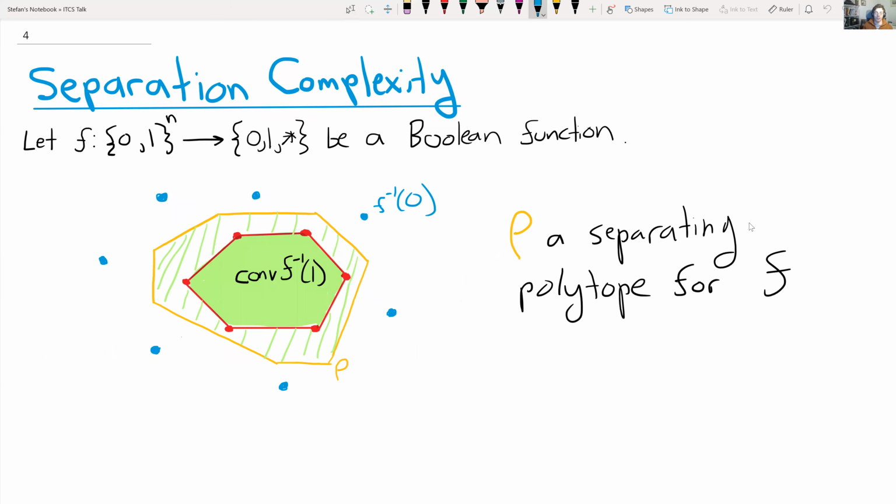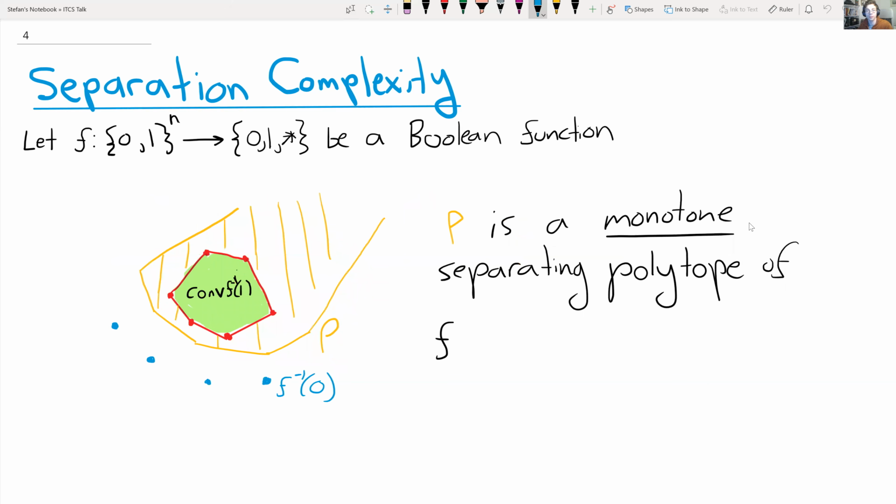So here is just a pictorial description of a separating polytope. Inside, we have the convex hull of the ones of F, P, which contains this convex hull and has an empty intersection with the zeros of F. Now, as well, we can define a separating polytope for monotone Boolean functions, and it would look something like this. However, it takes a bit of technicality to fully define, so I will leave that.